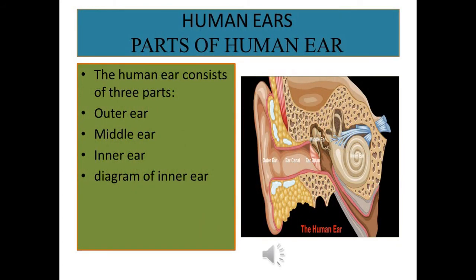Now we will discuss the parts of the human ear. The human ear consists of 3 parts: outer ear, middle ear, inner ear.